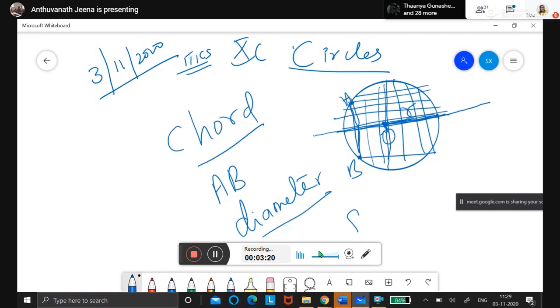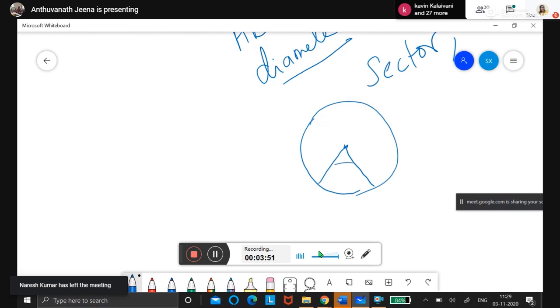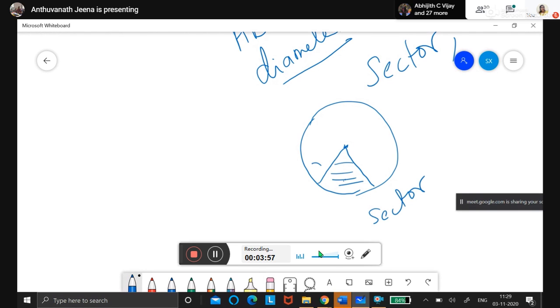Now tell me, what do you mean by sector? Sector and segment. Sector of the circle, segment of the circle. The area enclosed by 2 radii and an arc of a circle is known as a sector. So we have the center of the circle and 2 radii. An example is pizza. You cut a cake like this and you eat, no? This part is a sector. So a sector is the area enclosed by 2 radii and 1 arc.